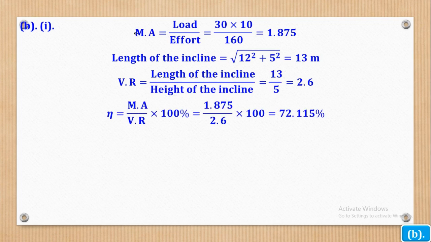Therefore, now I have mechanical advantage and velocity ratio. I can now get efficiency. Efficiency will be mechanical advantage over velocity ratio multiplied by 100 to give you 72.115%. So that was Roman 1. Now we shall go to Roman 2.